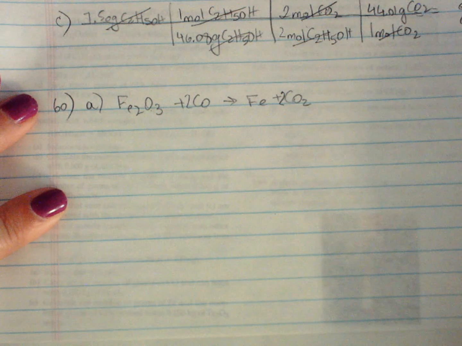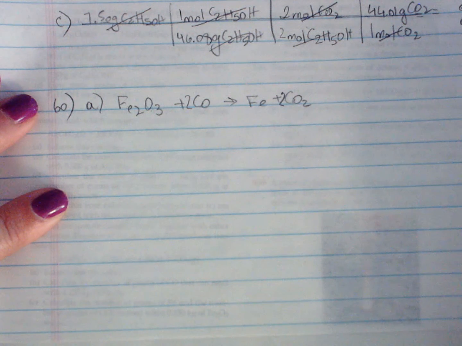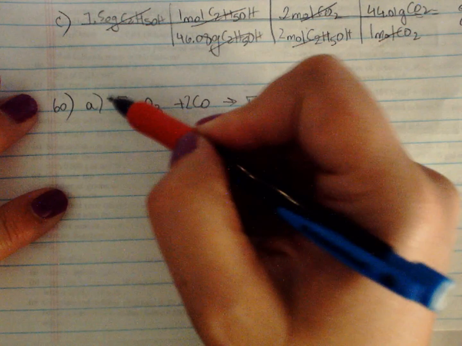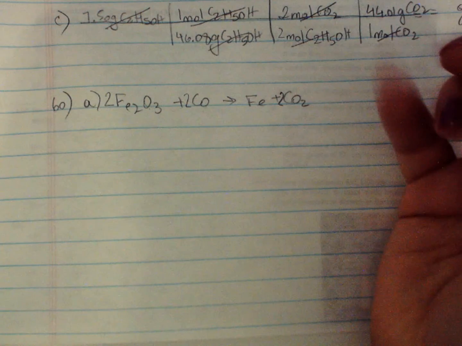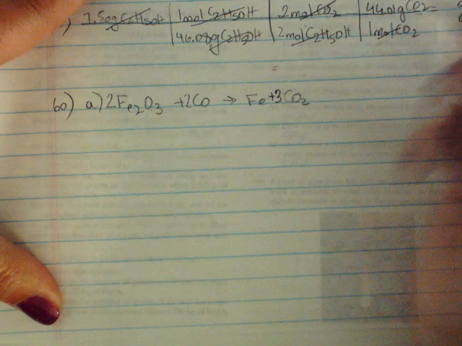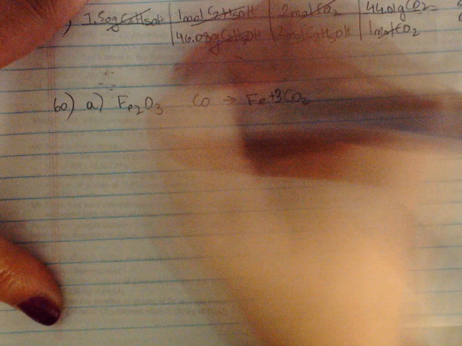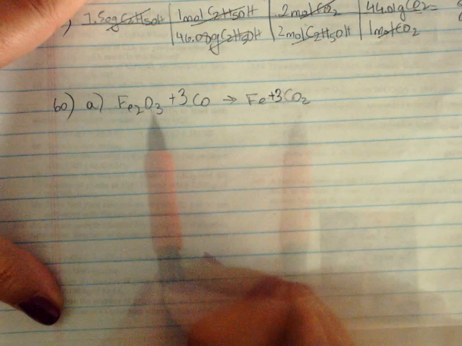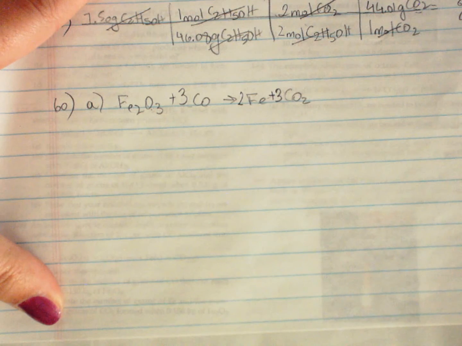So how do you fix that now? Remember, one of the rules for balancing, always make sure that you have evens on both sides. What if I put a 2 over here? Is that going to help my case out any? Where? On the CO2? To give me 6, and put a 3 in front of the CO. Hey, that's a nice solution. Because now that gives me 6 oxygens and 3 carbons. And then I just need to fix the iron by putting a 2 in front. Nice.